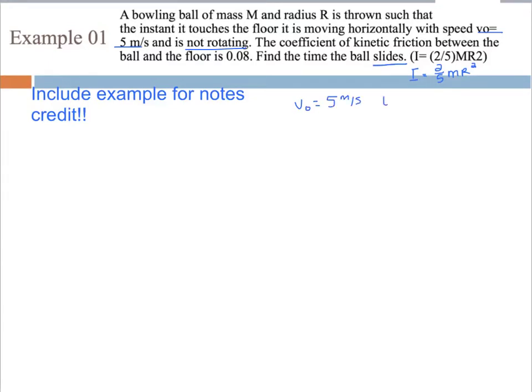And omega naught is equal to 0. We're also given that the coefficient of friction is 0.08, and we have our moment of inertia as 2/5 mr squared. So what we can do is start with a function for our velocity. Our velocity as a function of time is going to be equal to V naught plus a t. Again, what we're trying to do is solve for t here.